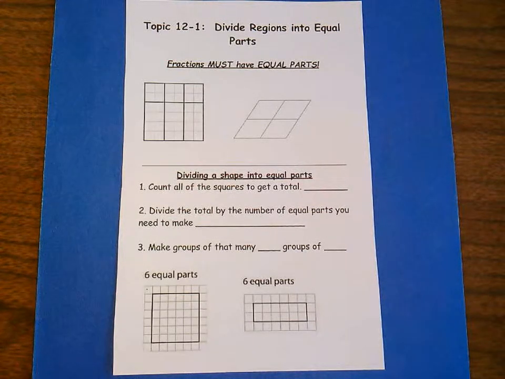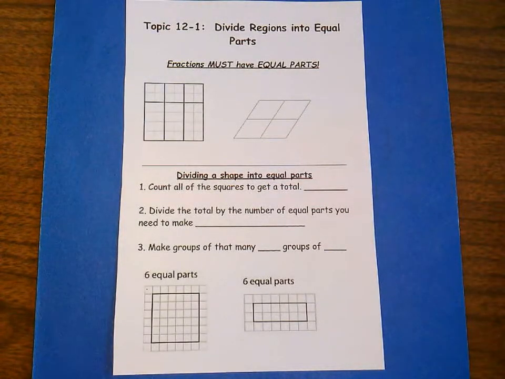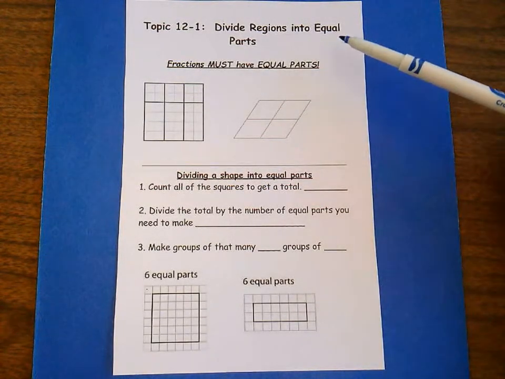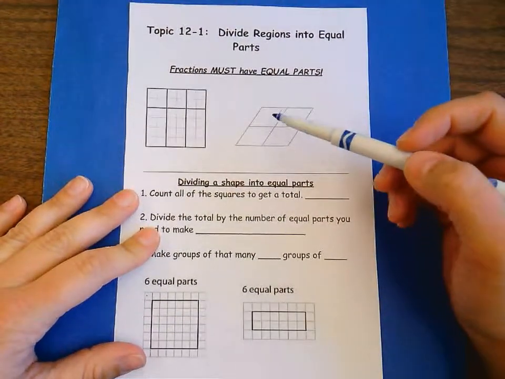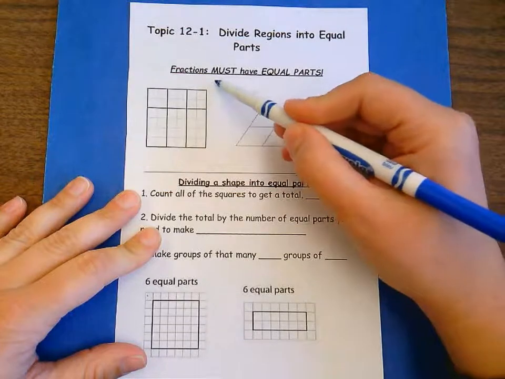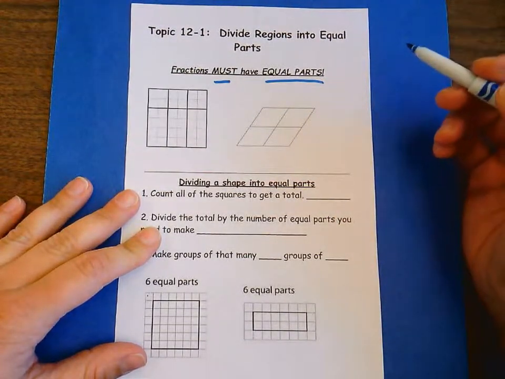Good morning, Miss Curdy here, and today we're going to be talking about topic 12-1, which is dividing regions into equal parts. And as we discussed in Miss Curdy's top 10 about fractions, fractions must have equal parts. If it's not equal parts, then we can't consider them fractions.